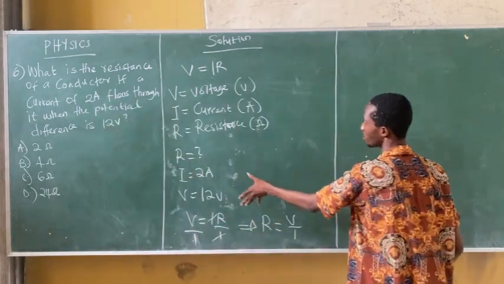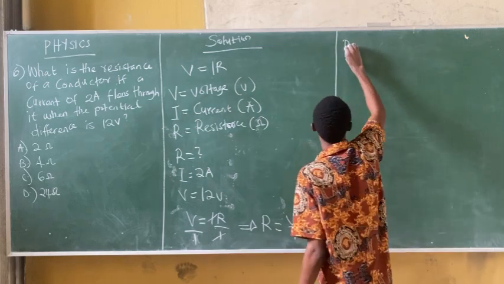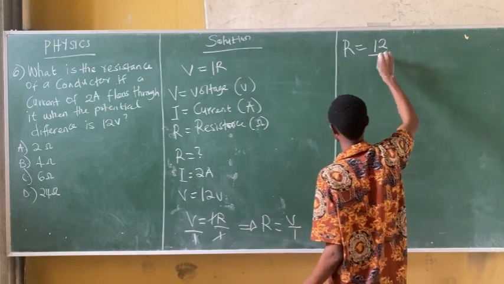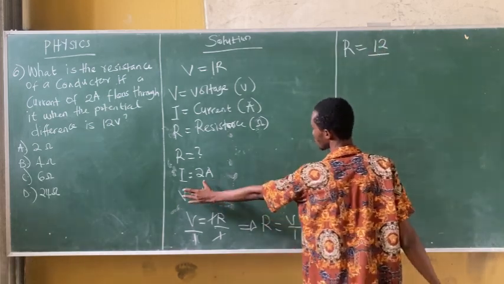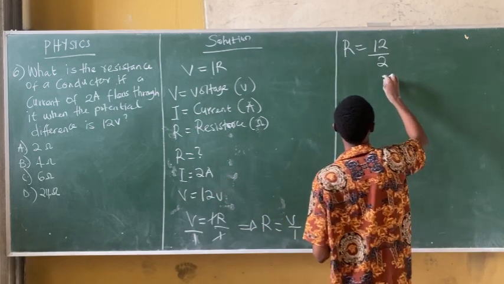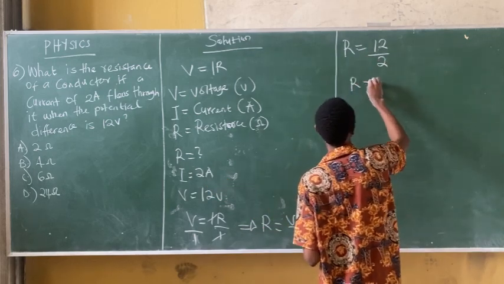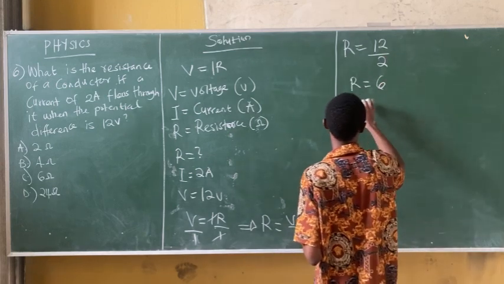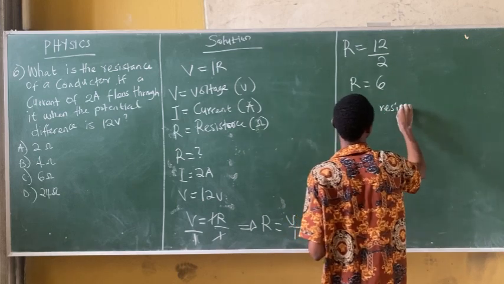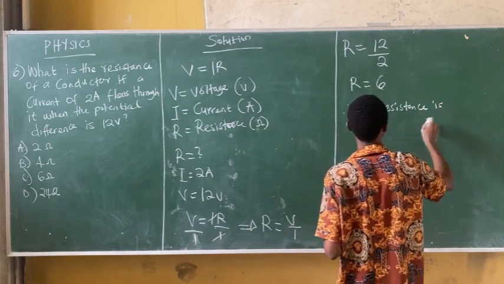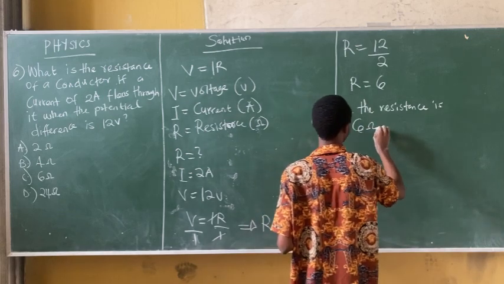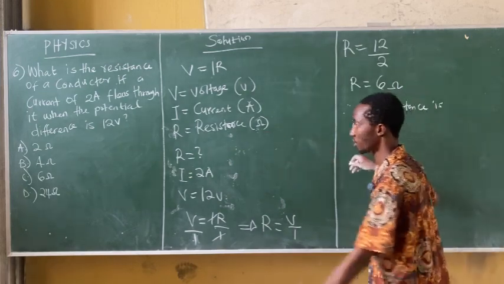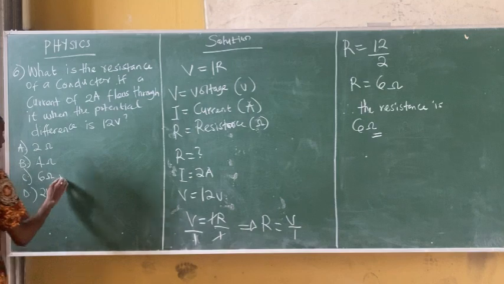Now from this equation, if we substitute these values into this equation, we have R is equal to, instead of writing V, we replace it with 12 over I. I from the question is giving us 2 amperes. R is equal to 12 divided by 2 will give us 6. Therefore, the resistance is 6 ohms. Don't forget the unit for resistance is ohms. So from the options here, the correct option is option C, 6.